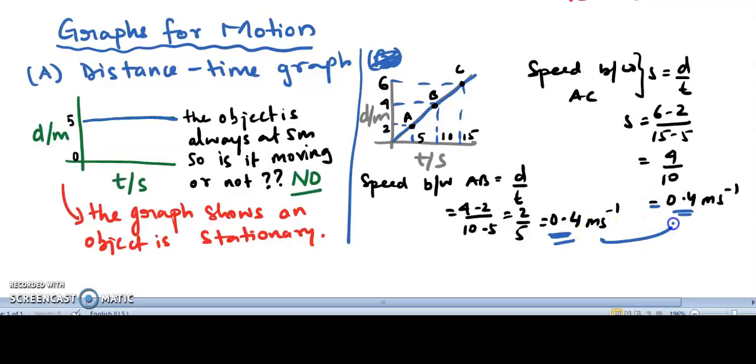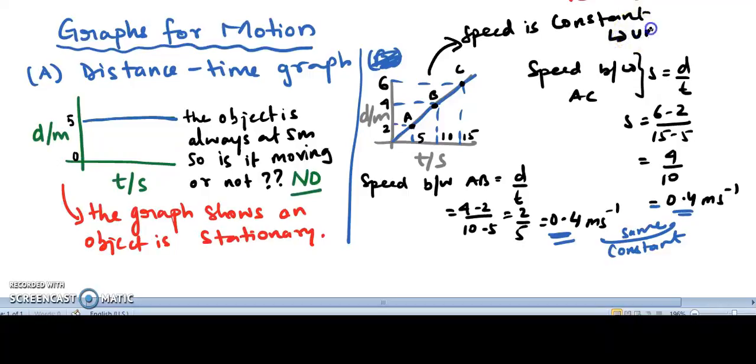So if they are same, or in other words, constant, then we say this motion is uniform. In such a motion, the speed is constant. In other words, it is called uniform speed, where the speed is same throughout. This is called uniform speed.